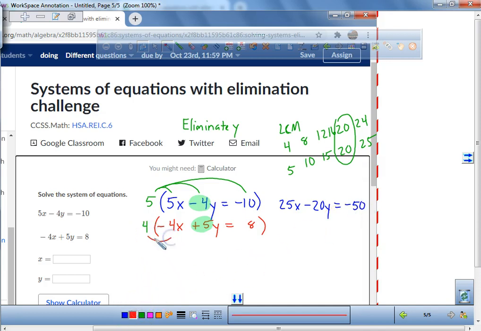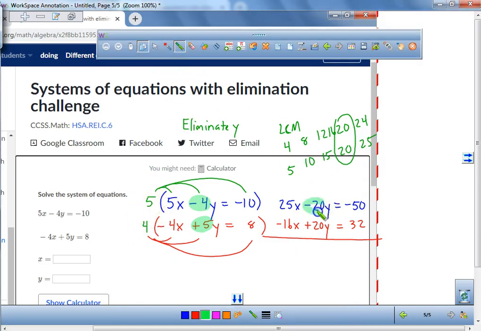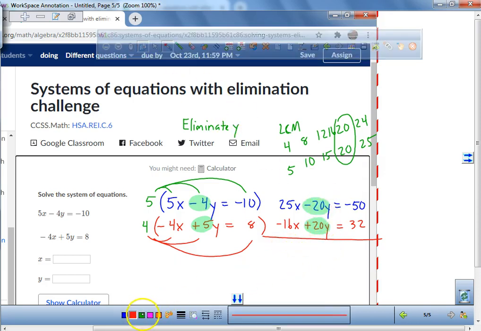Then if we distribute the 4 throughout the entire equation, you get negative 16x. 4 times 5 is 20. And 4 times 8 is 32. Now the whole purpose of me multiplying the top equation by a 5 and the bottom equation by a 4 is for this to happen right here. Now I have a negative 20 and I have a positive 20, and when we add the two equations together, what happens to everything? These zero out.